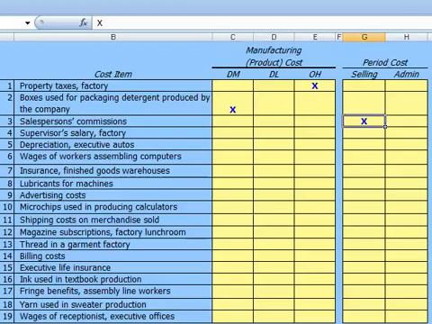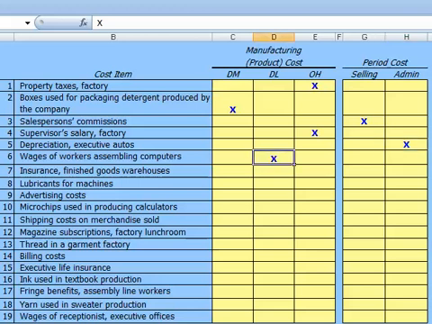Salesperson's commissions would be a period cost and classified as a selling expense. Supervisor salaries in the factory, again the key word is factory, would be part of manufacturing overhead. Again, direct labor is the cost of employees who are actually making or assembling or touching the product. So supervisor salaries would be a manufacturing or product cost, but classified as manufacturing overhead. Depreciation on executive autos. The key word there is executive autos. It has nothing to do with the manufacture of our product, so it would be classified as a period expense.